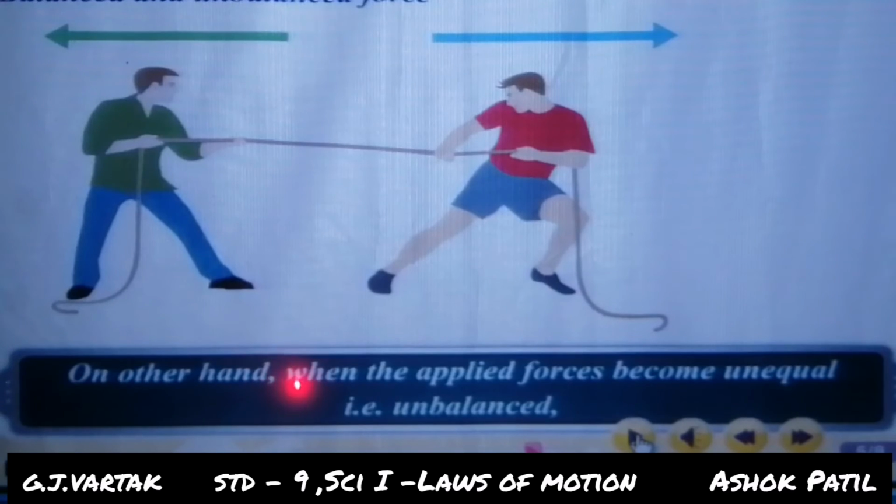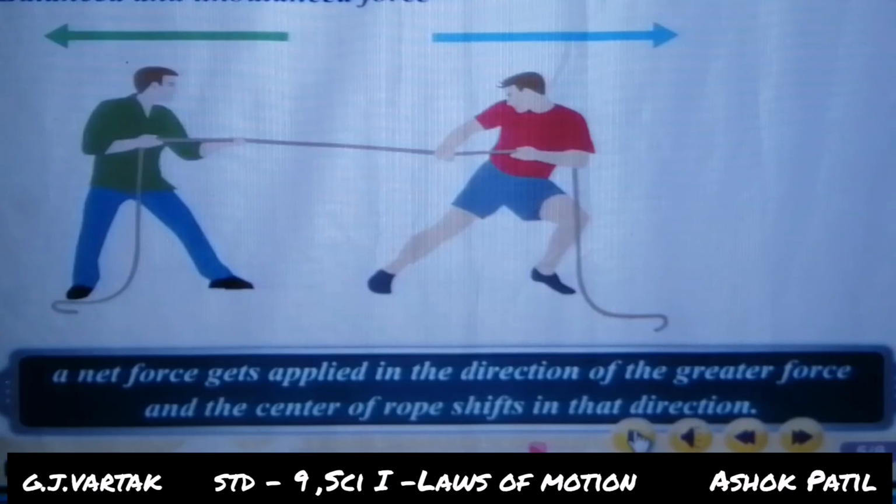On the other hand, when the applied forces become unequal, that is unbalanced, look here. The force applied by this person is more than this person. A net force gets applied in the direction of the greater force, and the center of the rope shifts in that direction. We know that.